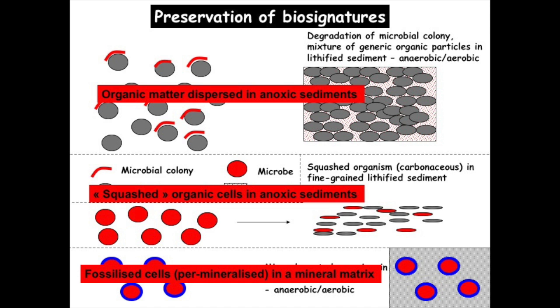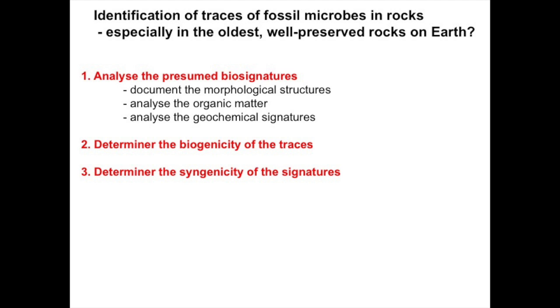The question now is, okay, we know that there are different ways of preserving a signature, organic, metabolic, or physical, of a microorganism. How do we identify it in the rock record, especially when we're looking at the oldest preserved sediments in the world? There are a lot of pitfalls. Okay, analysis of the presumed biosignatures. First of all, we need to document what they are.